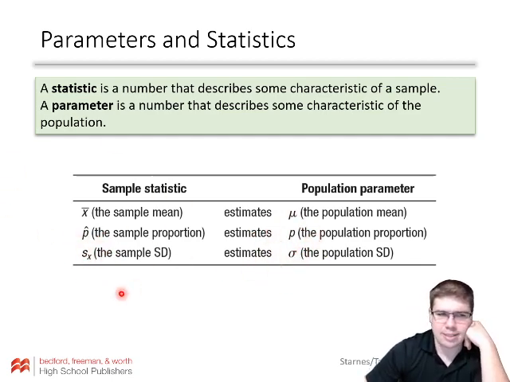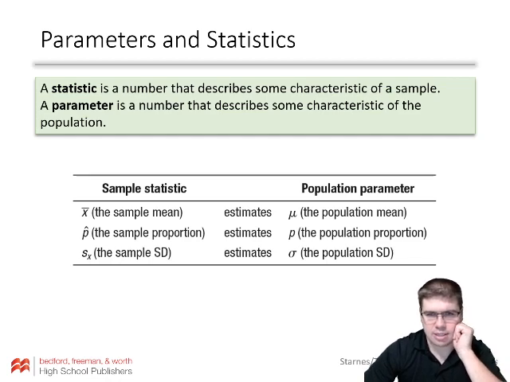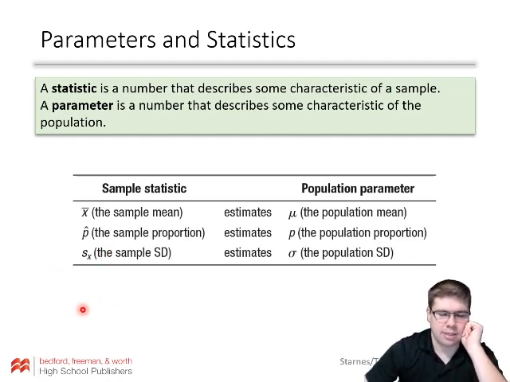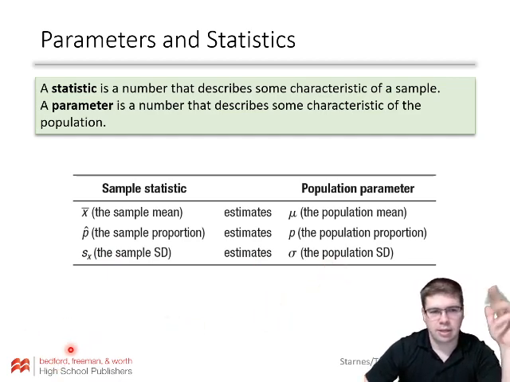But these aren't the only statistics and parameters. There can be lots of things. You can have other statistics, like the interquartile range, where you can have a sample interquartile range and a population interquartile range. You could have a sample version of any kind of numerical summary, and a population version of that as well.